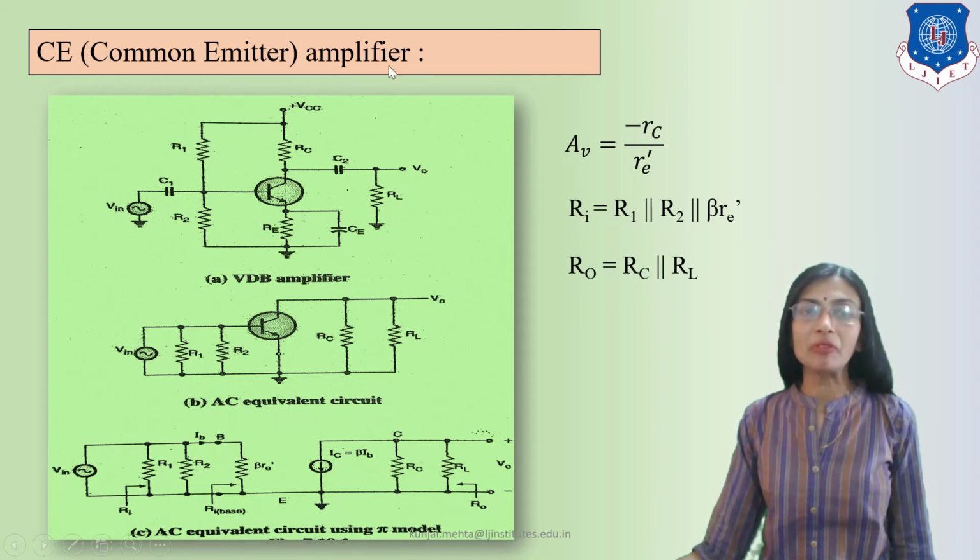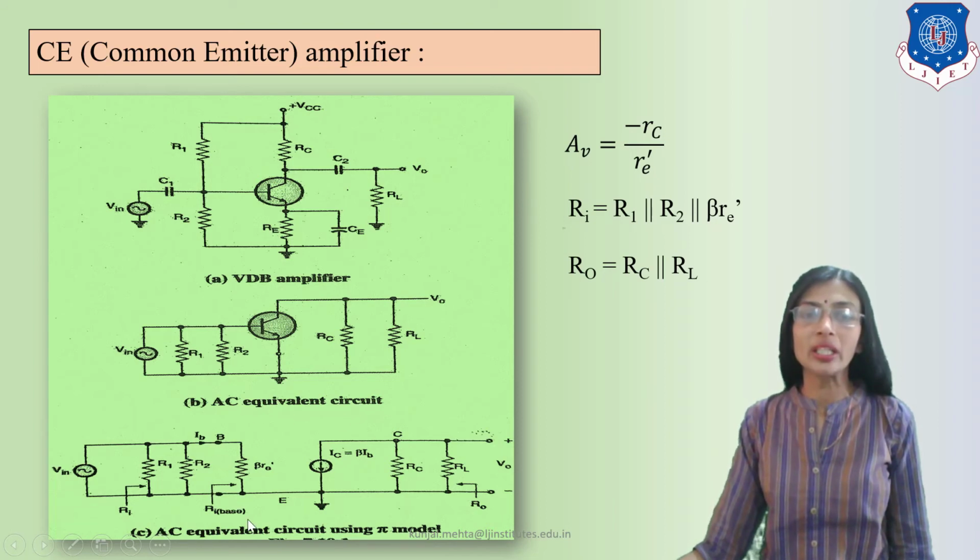Common emitter amplifier. I have drawn here the same voltage divider bias circuit with R1, R2, RC, RE. C1 and C2 are coupling capacitors, one bypass capacitor is used as CE, and RL is the load resistance. VCC is the DC supply applied to the collector, and the input sine wave source voltage is applied to the base terminal through the coupling capacitor C1. Output signal is always collected from the collector. So this is the VDB amplifier.